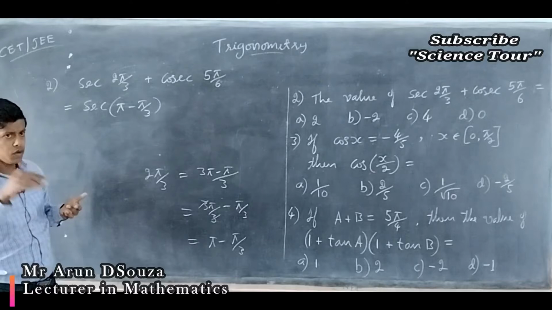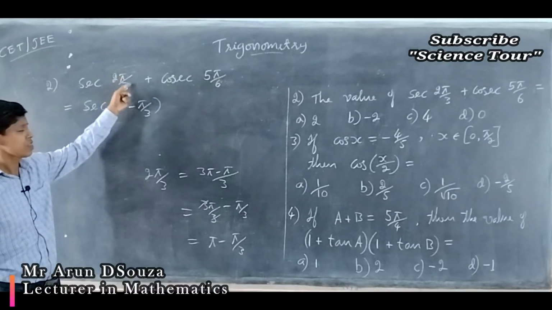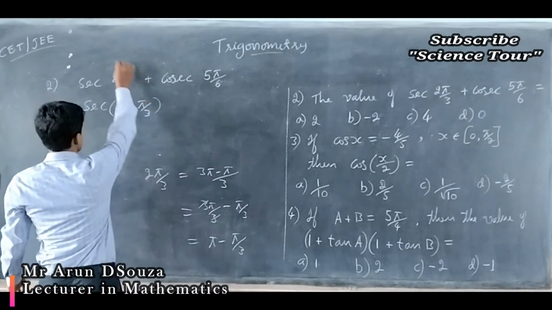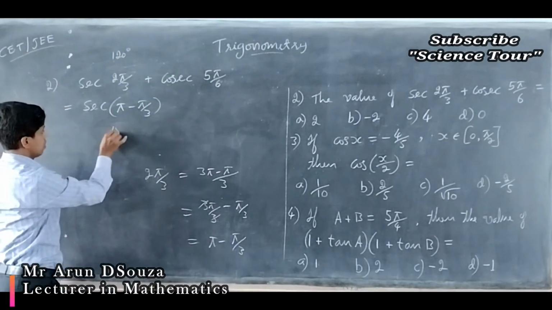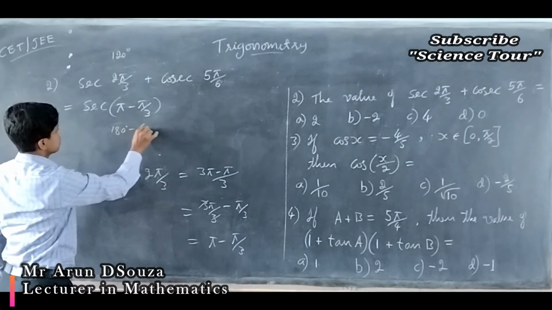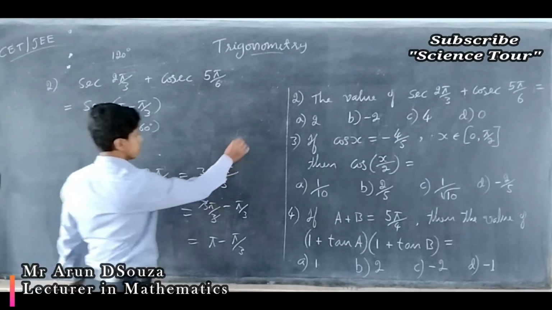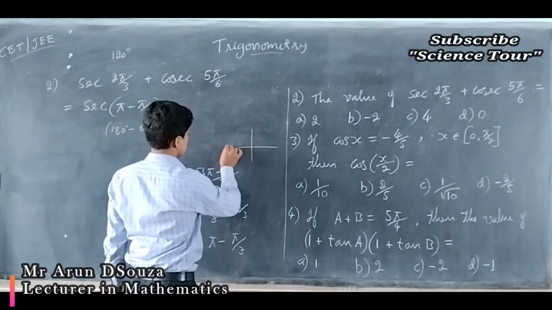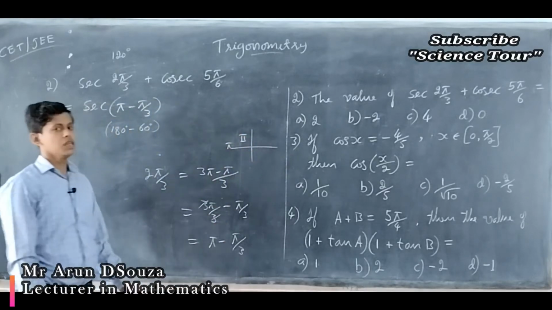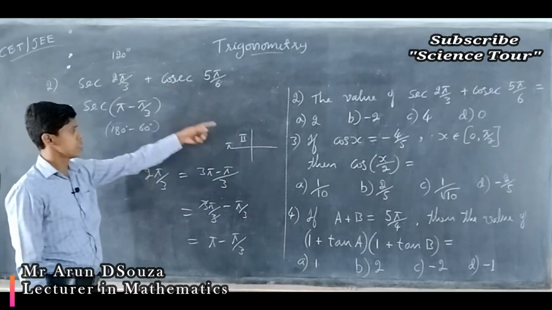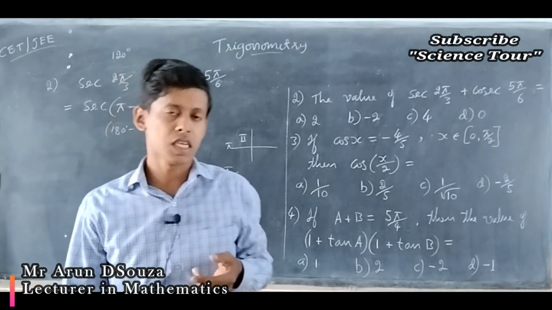Otherwise you can understand the meaning of it. What is 2 into 60? 120 degree. So I am writing it as 180 degree minus 60 degree. Which quadrant does it belong to? This is pi or 180 degree. So 180 minus will be in the second quadrant; 120 degree is in the second quadrant. So I am writing 180 minus because it is in the second quadrant.